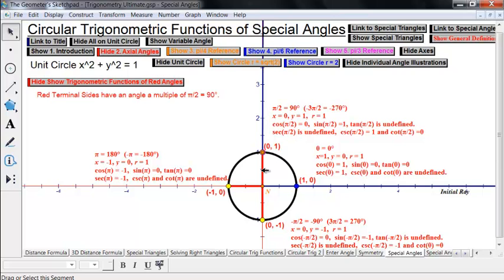So cosine of pi over 2 is x over r, so that's 0 over 1, which is 0. Sine is y over r, or just y, since r is 1, which is 1. Tangent's going to be undefined because that's y over x, so it's 1 over 0. Cotangent, however, is defined. It's x over y, 0 over 1 is 0. So notice that tangent and cotangent, which we normally think of as reciprocals of each other: when one is undefined, the other one is 0, and vice versa. And if they're both defined, then they're reciprocals of each other. Okay?